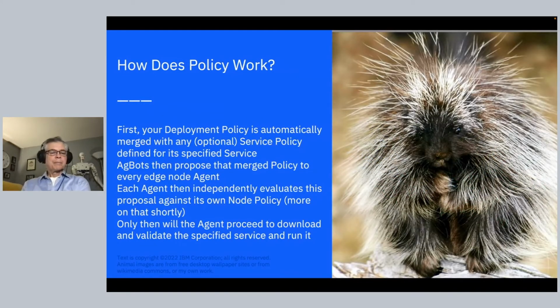So how does policy work? First of all, your deployment policy is automatically merged with any optional service policies that are defined for the one specified service in the deployment policy. The agreement bots, or agbots, then propose that merged policy to every edge node agent. Then each edge node agent independently evaluates this proposal against its own node policy, and I'll talk more about that in a moment. Only then will the agent proceed to download and validate the specified service and run it.